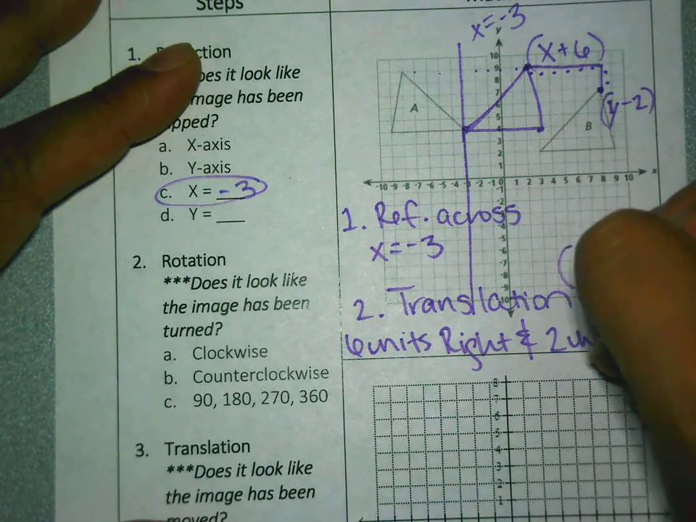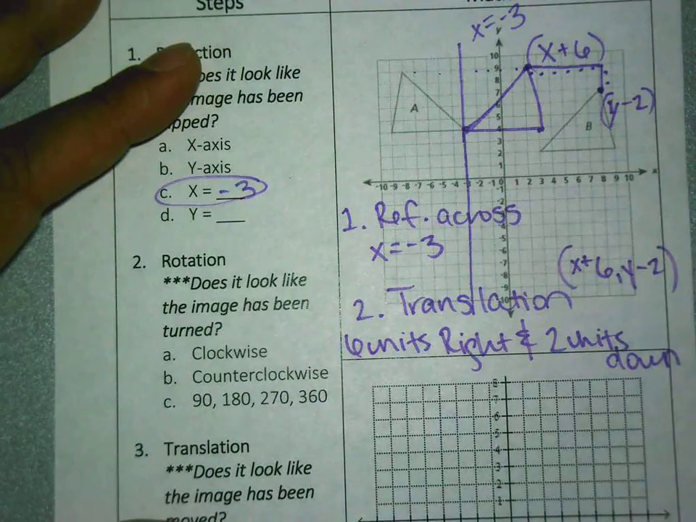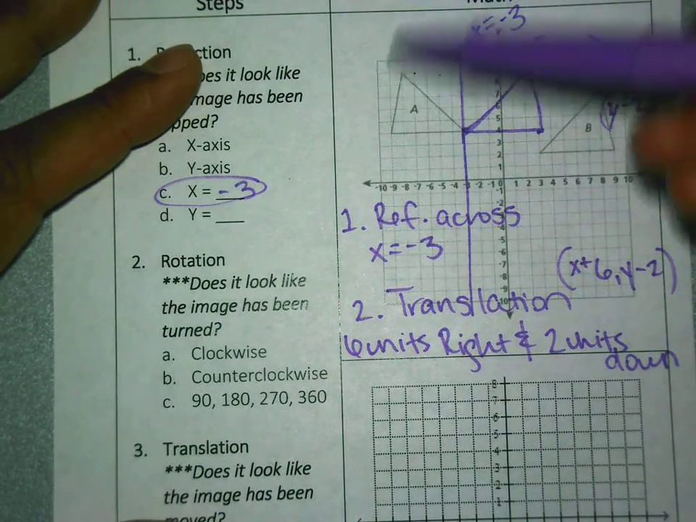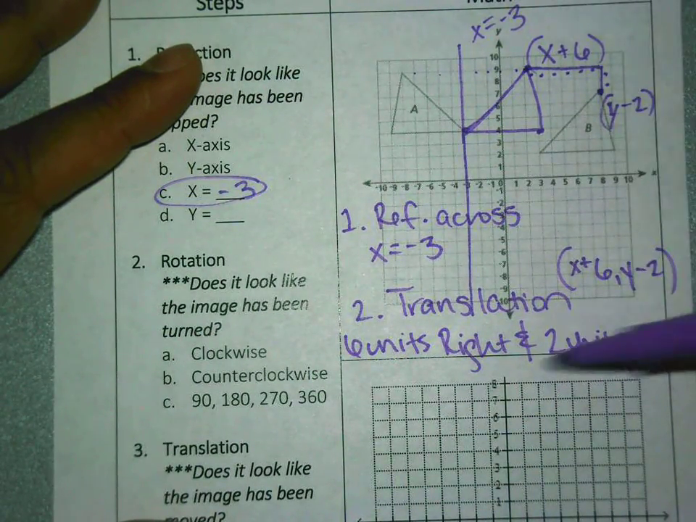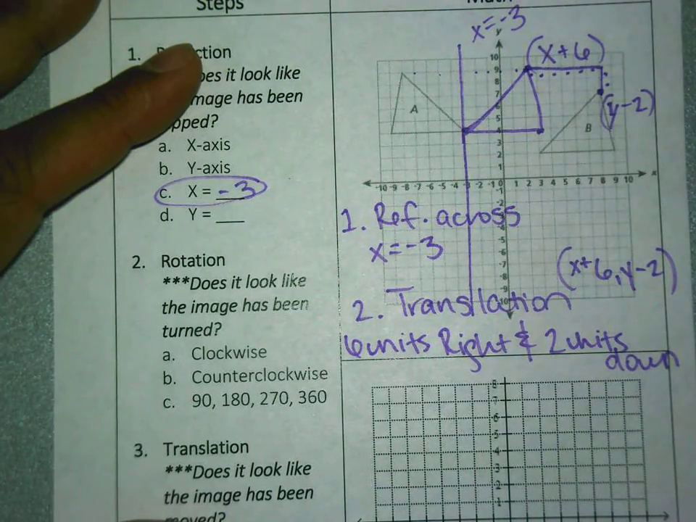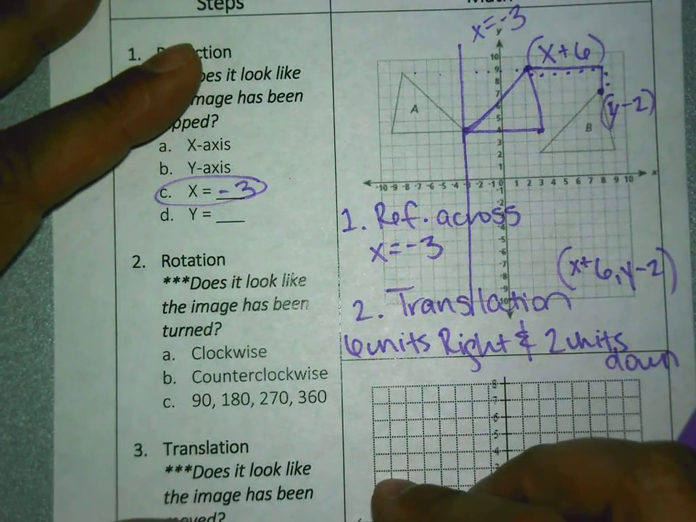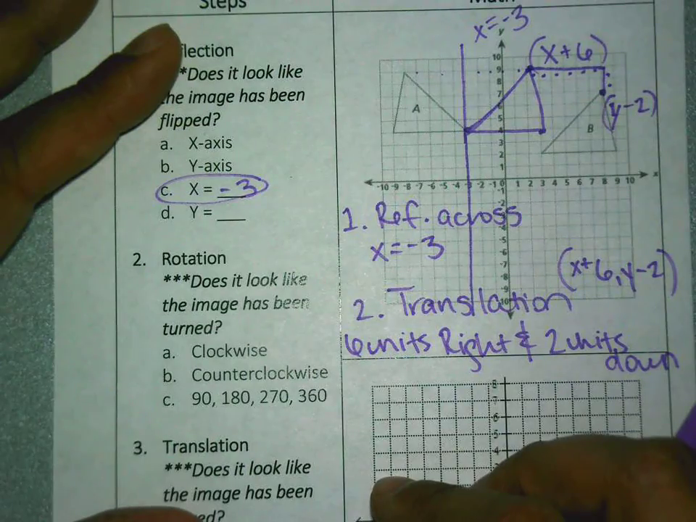And you could have also used this notation, x plus 6, y minus 2. So this is just another way we could have seen the reflection happening if we had changed the reflection line. So there's a lot of variability, there's a lot of flexibility in how you can see things changing. So just keep that in mind.